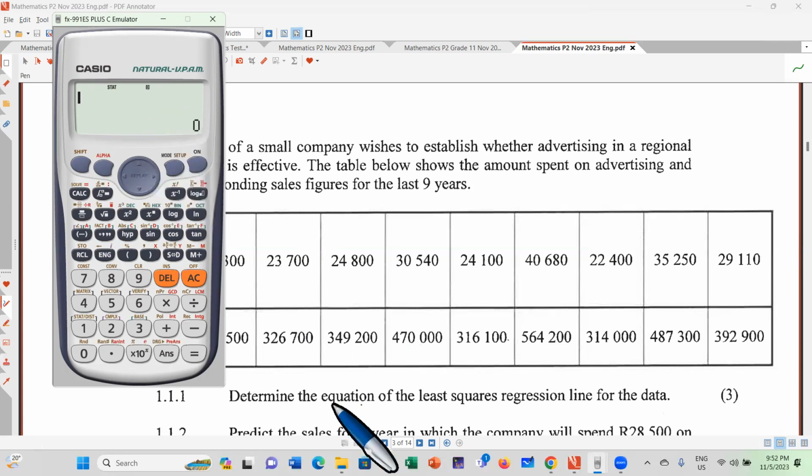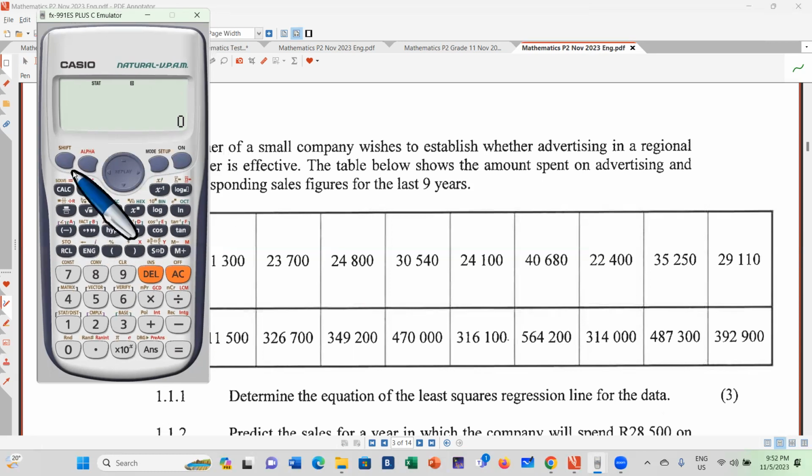Then if you want to find the equation of the least squares regression line, you do shift. After you've done shift, you say shift stat, shift 1. It's going to show you some things here. And then you're interested in the regression line. So 5 is a regression. So you do 5. To find the regression line, we are looking for the A, the B in particular.